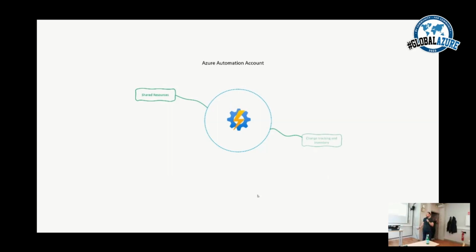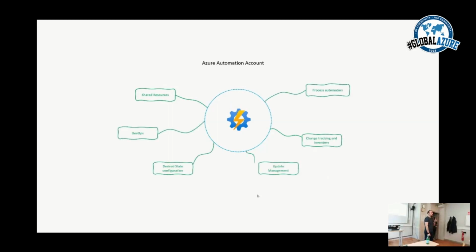Azure automation account. As soon as you create an Azure automation account, you can have these options in your environment. So you can have process automation, shared resources. You can have DevOps, which is called source control in Azure automation. And also change tracking, update management, and as I said, desired state configuration.